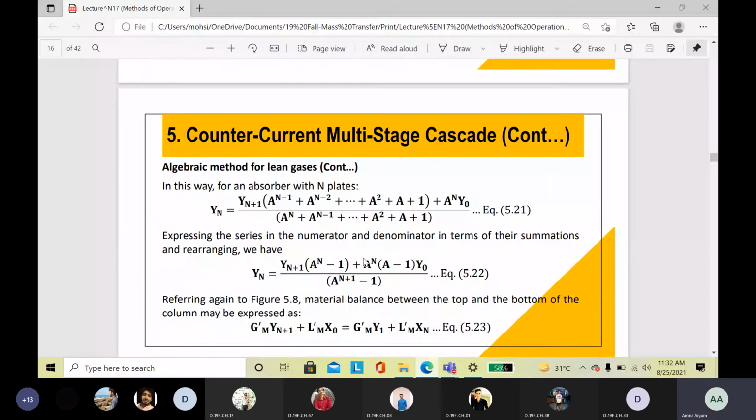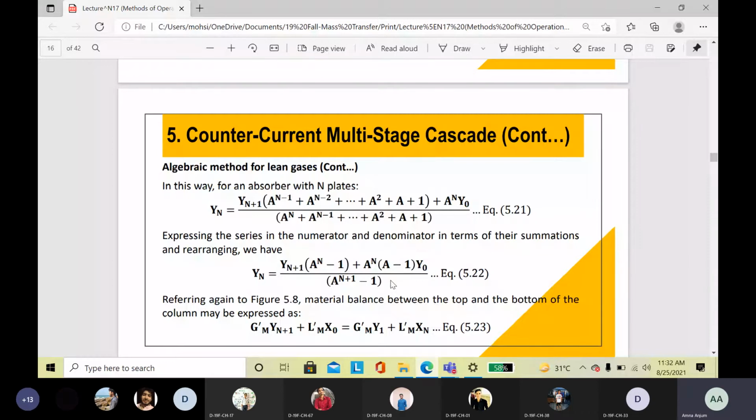In this way, for an absorber with n plates, we can write the equation y n equals y n plus 1 times A to the n minus 1 plus A to the n minus 2 plus A squared plus A plus 1 plus A to the n y naught over A to the n plus A to the n minus 1 plus A squared plus A plus 1. Expressing the series in the numerator and denominator in terms of their summation and rearranging, we have y n equals y n plus 1 times A to the n minus 1 plus A minus 1 y naught over A to the n minus 1 minus 1.